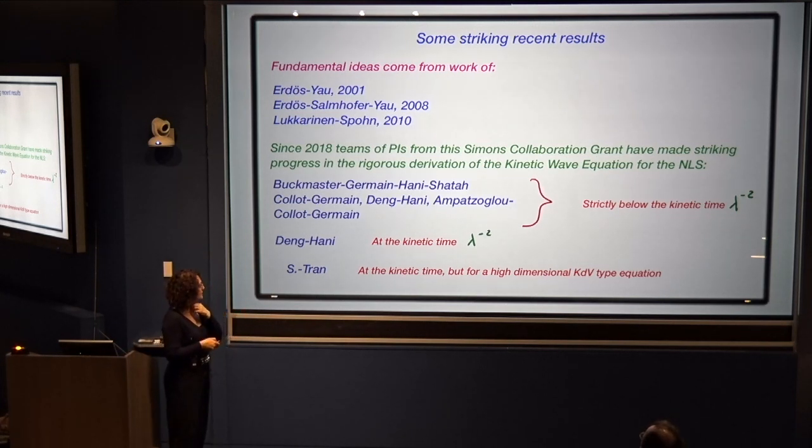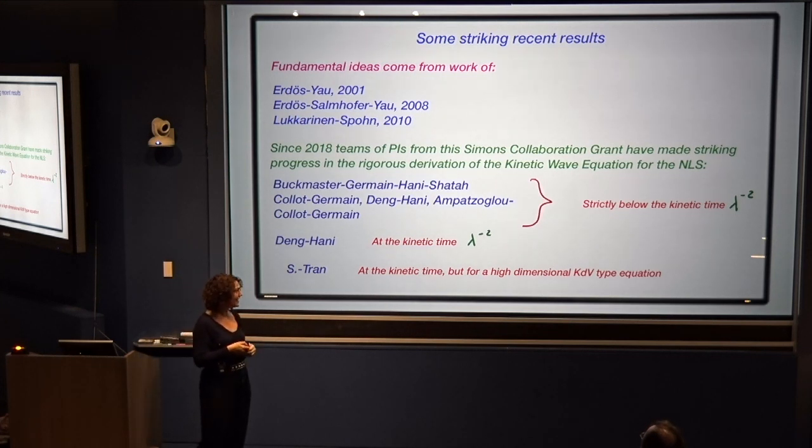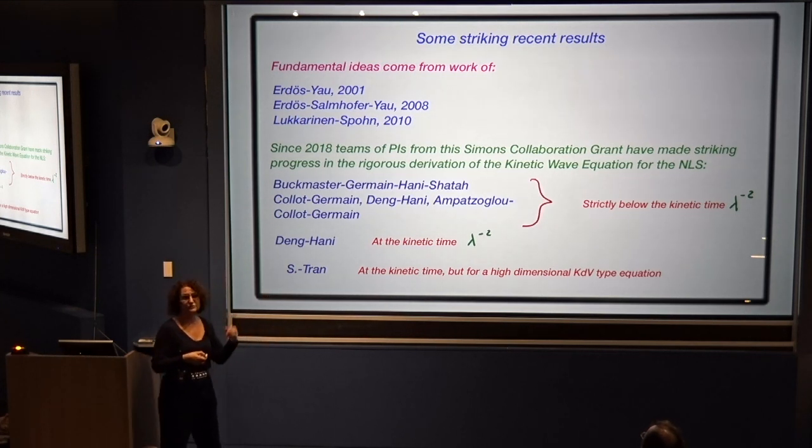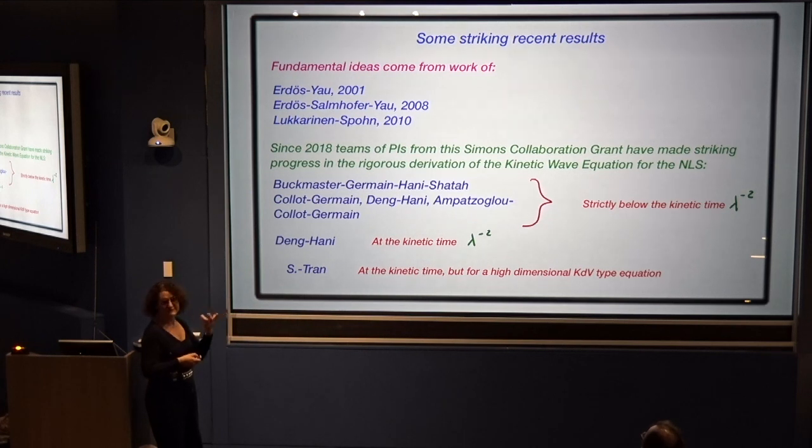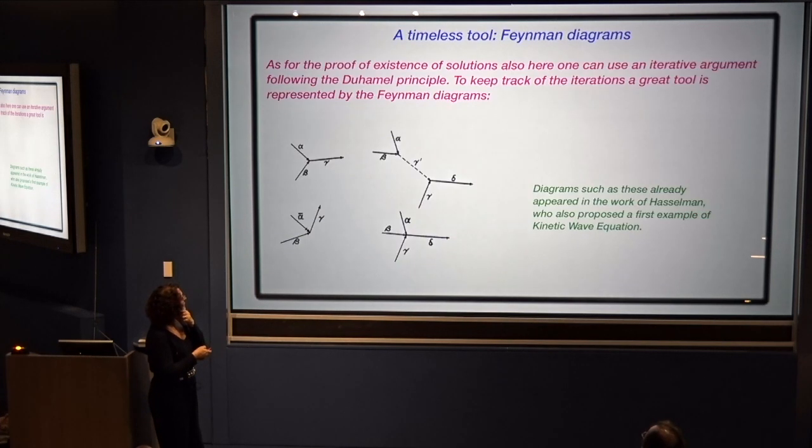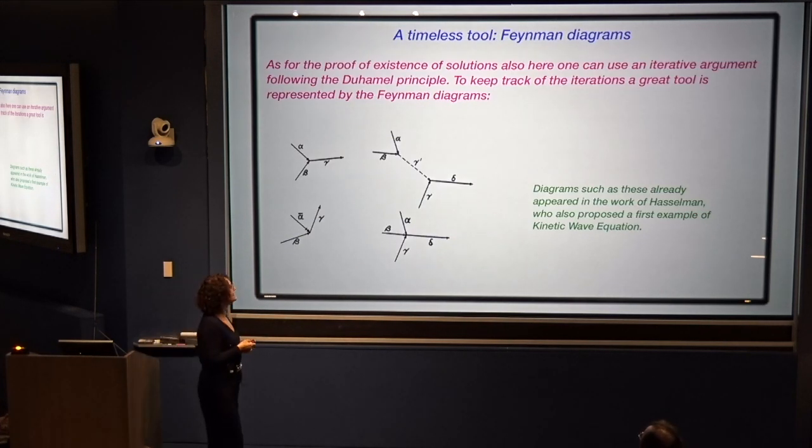That's a big thing. And then I did some work with Bin Tran. It's a different equation. It's not the Schrödinger equation. It's a higher dimensional KdV type equation, so the dispersive relation is different. There are many differences here, but we also reached the kinetic time for that. I wanted to conclude by saying a couple of things.